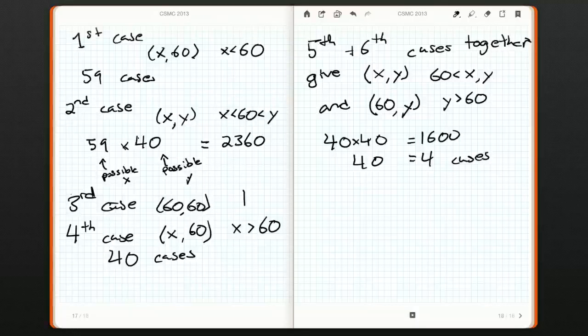And so now all we need to do is add all these up. So 2360 plus 59 plus 1 plus 60, or sorry, plus 40. And then these last cases, another 40. And then add on 1600, we get 4100.